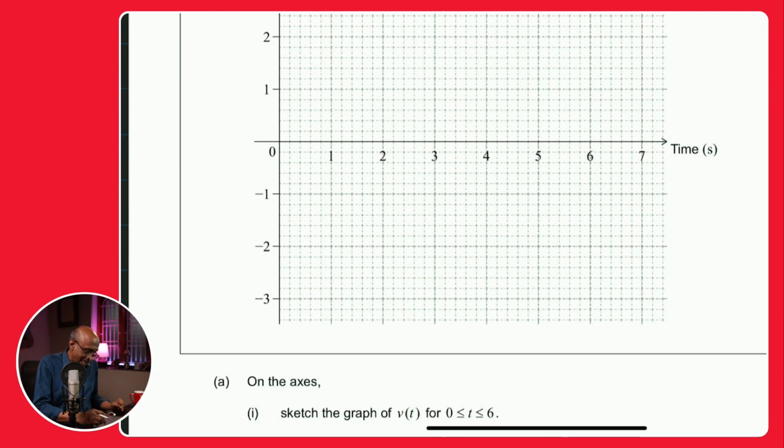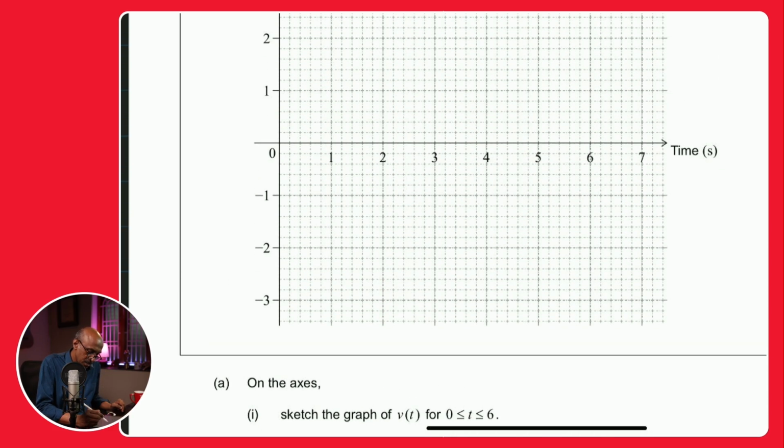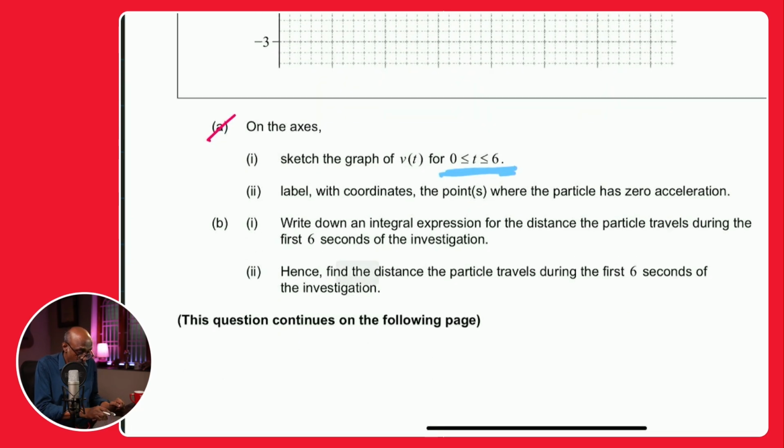What do they have here? The y-axis, of course, is the velocity axis in meters per second, as they've labeled here, and the x-axis is in seconds. On the axes, sketch the graph of V(t) for t between 0 and 6. Now, a couple of things.